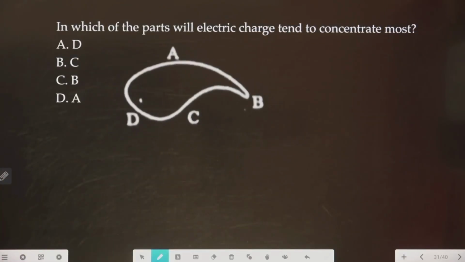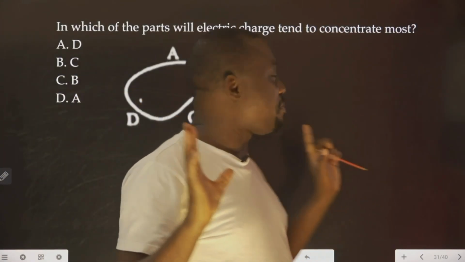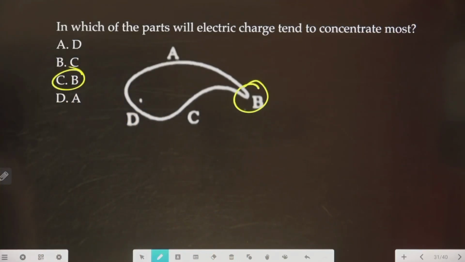Okay, which of the parts will electric charge tend to concentrate most? It is always the sharpest part, the sharpest. You agree with me? This is the sharpest, so don't waste your time, okay?